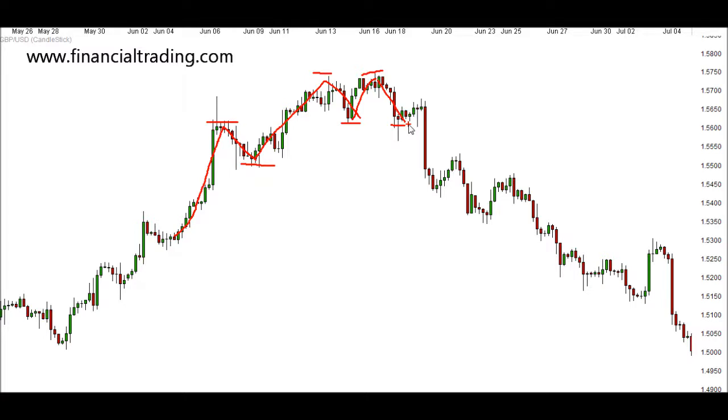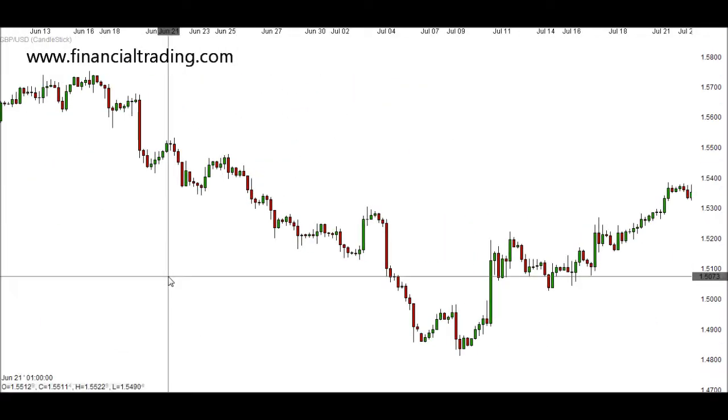We then go for a push, make a lower high, and price downtrends. And we have a series of lower lows and lower highs, which gives us a downtrend. Let's look at this downtrend in June, July. Price is downtrending. A series of lower lows and lower highs.